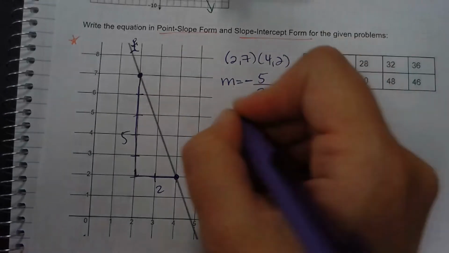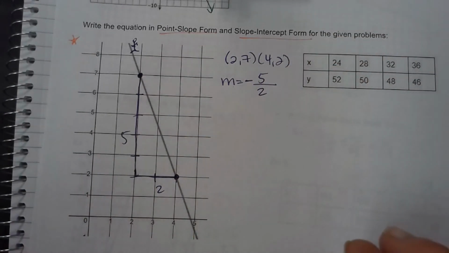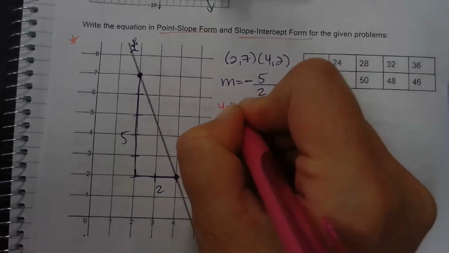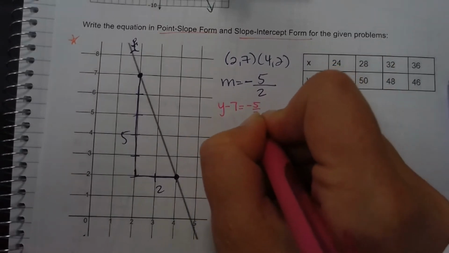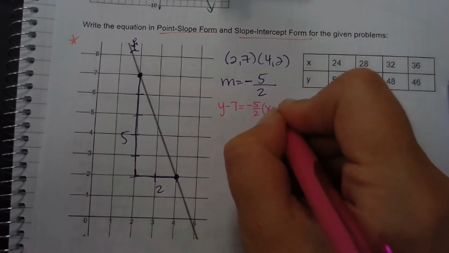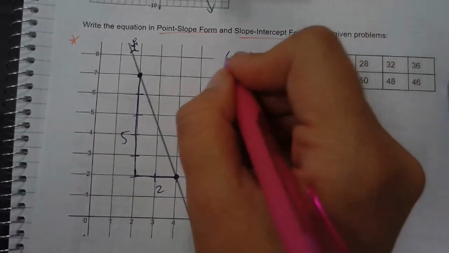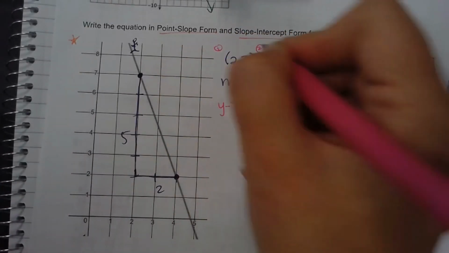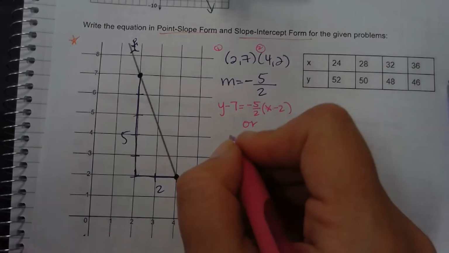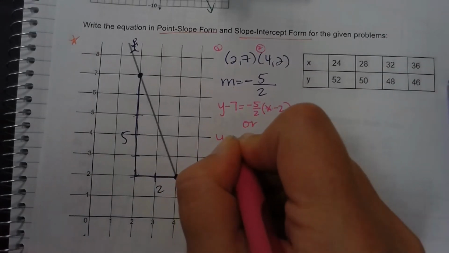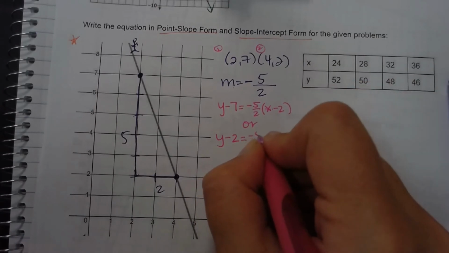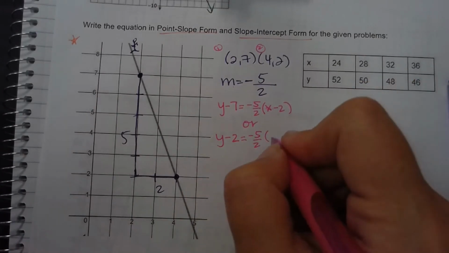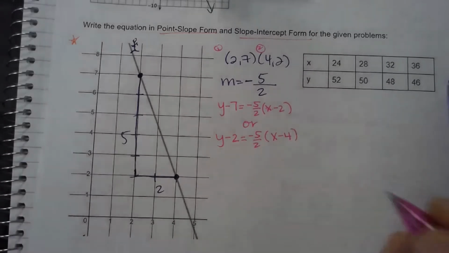Okay. So one of the equations could be y minus 7 equals negative 5 halves times x minus 2. That was the first one. The second one, you could have had y minus 2 equals negative 5 halves times x minus 4.